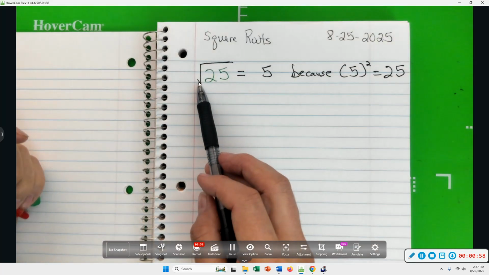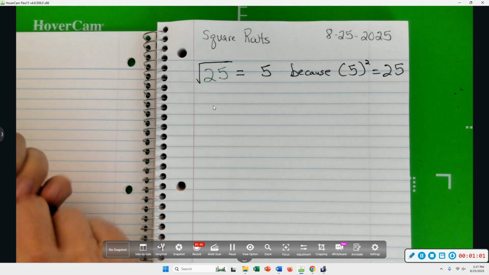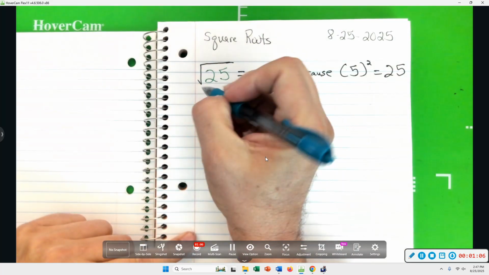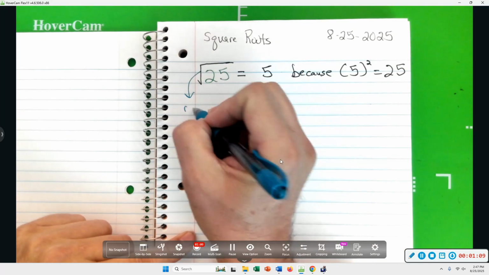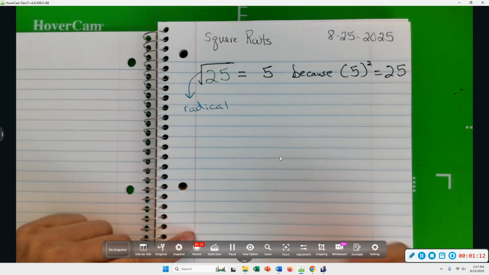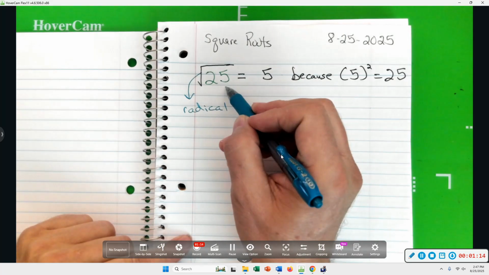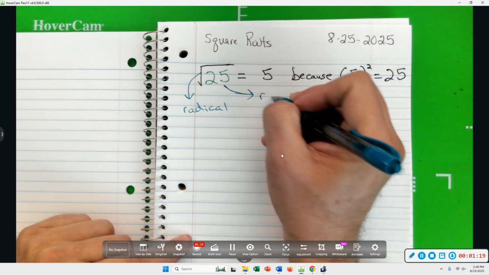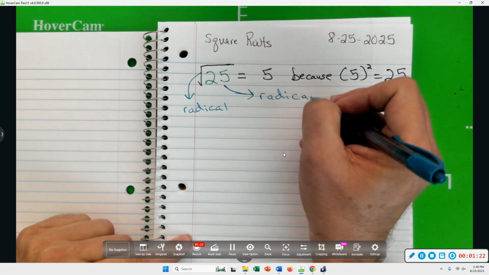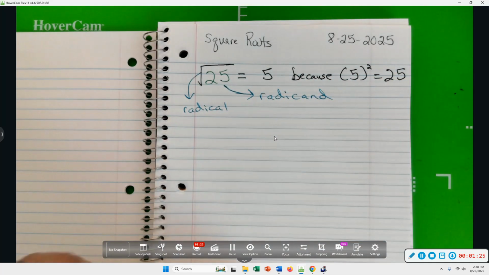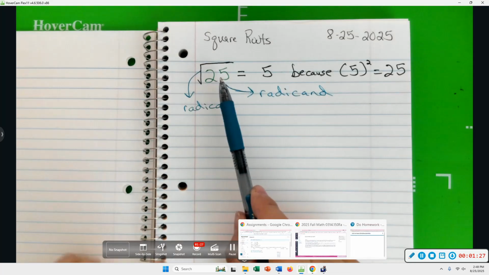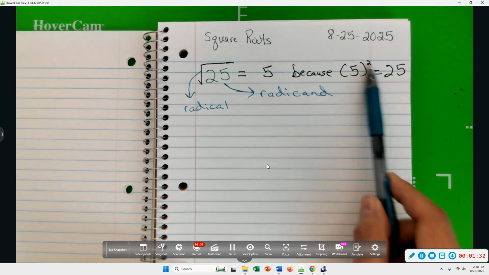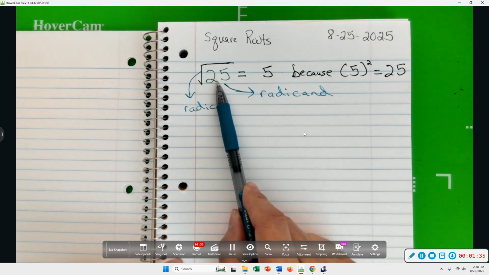That symbol, as I said, is the square root symbol, or more generally, we would just say it's a radical. R-A-D-I-C-A-L. And the number underneath the square root symbol, that 25, we refer to as the radicand, or else we call it the number under the square root symbol. The square root of the number underneath there is equal to the number that can be squared to give you back that radicand.